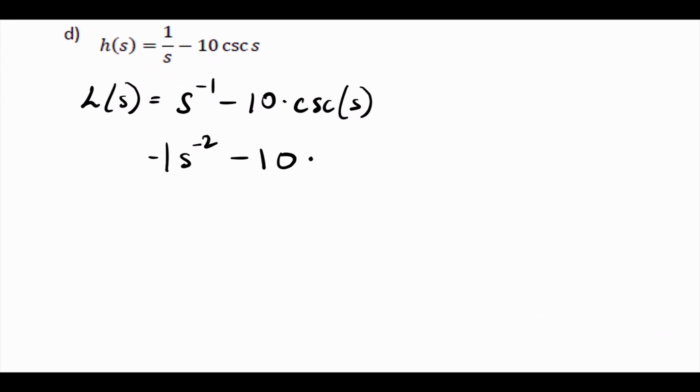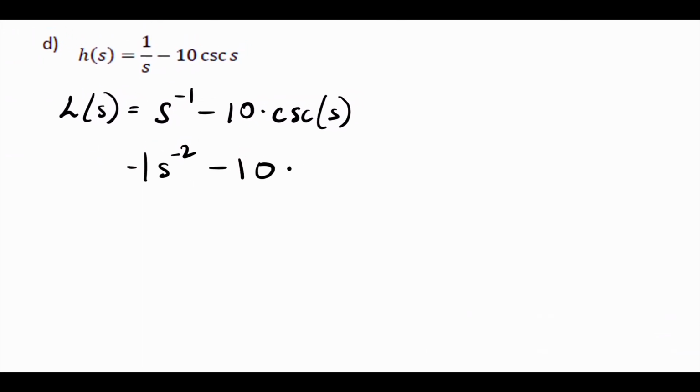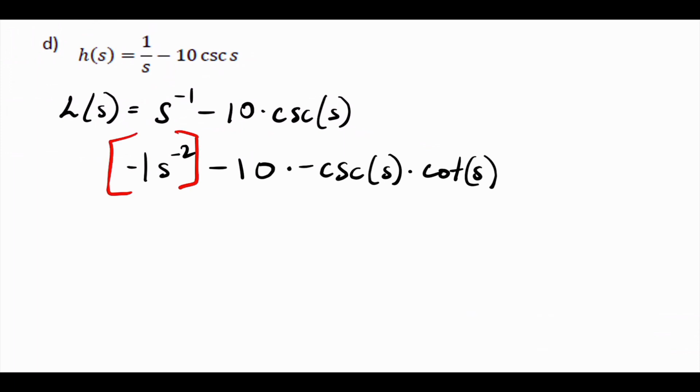What is the derivative of cosecant? Go to your list and find out. Negative cosecant times cotangent. So they both get an s, right? Okay, so I have this guy here minus this guy here. I have two terms.